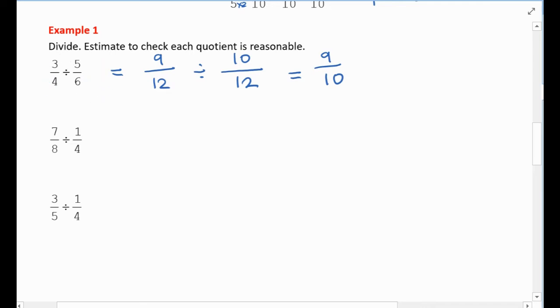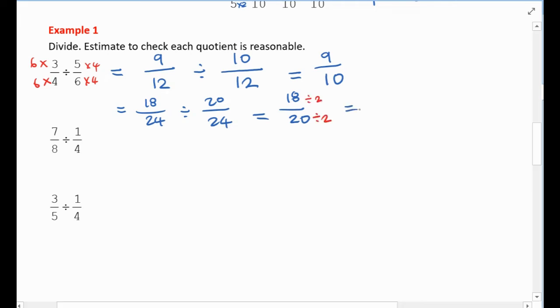Or everyone, we can just simply multiply 6 to 4 and 3. And we multiply 4 to 6 and 5. Then we get 6 times 3, 18. 6 times 4, 24. Divided by 20 over 24. Then that is 18 over 20. So the answer is 18 over 20, but we always need to reduce the fraction by dividing by the same number. So here 9 over 10 will be the answer. Either way, you get the same answer.